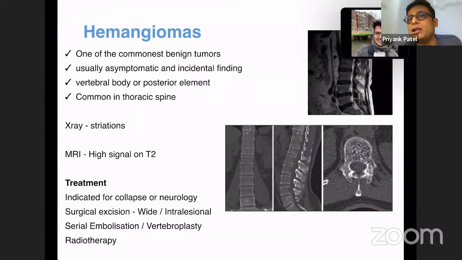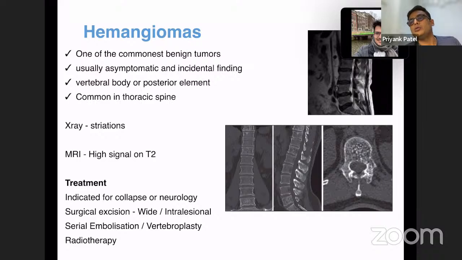X-ray typically shows a jail bar type of appearance, and MRI is going to have high intensity on T2 weighted image, and you have that typical speckled appearance on the CT scan, which I have shown here, which when you see, you cannot miss. It is a hemangioma. Again, if treatment for this tumor is needed, then you have options of wide excision, intralesional excision, serial embolization, vertebroplasty, radiotherapy, or do nothing. So there are so many different treatment options described for this.